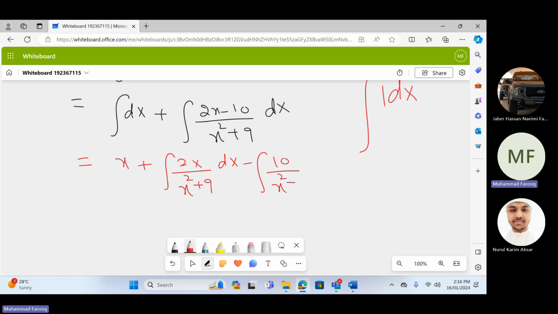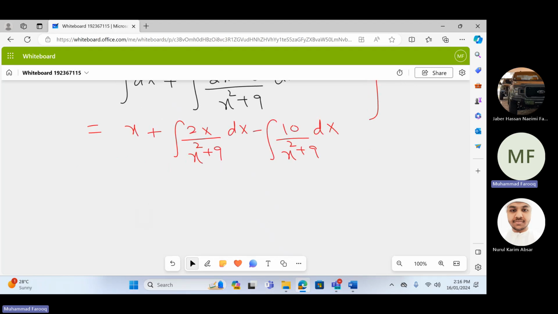You understand what I did here? Yes. I break it: 2x over this minus 10 over this. I hope you understand. Now things are easy to evaluate. So here you will use substitution. So what do you take as u, please?